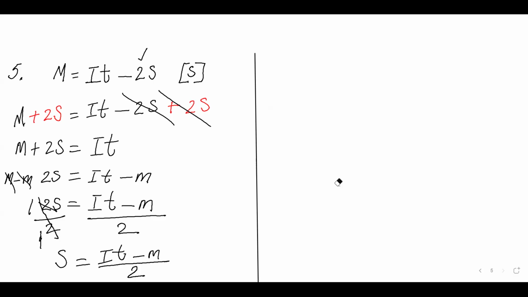Now, I wanted to start simultaneous equations, but it's going to confuse people. Before you do simultaneous equations, you have to be good in algebra. Before you become good in algebra, you have to be good in changing the subject of the formula.